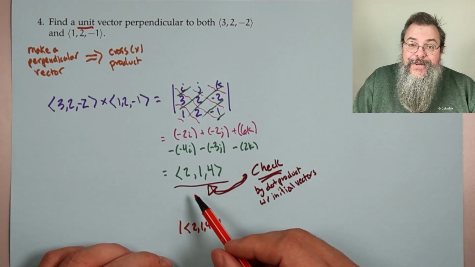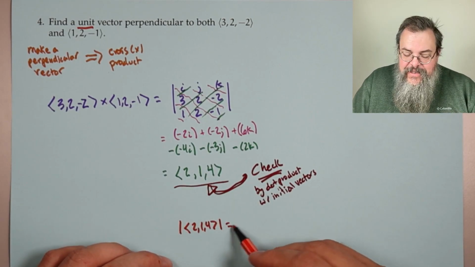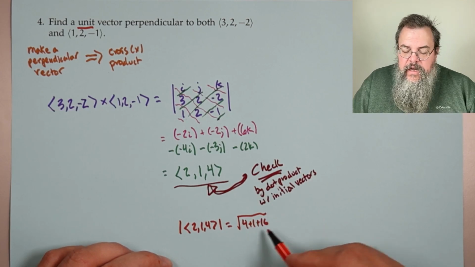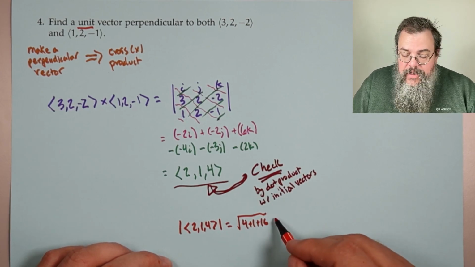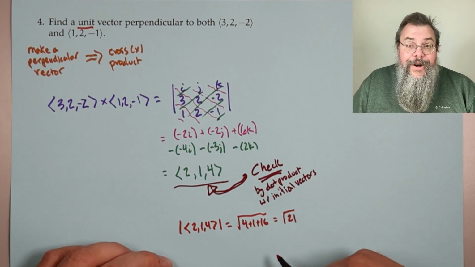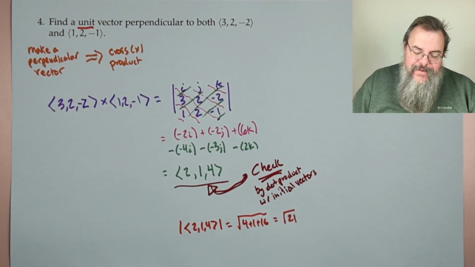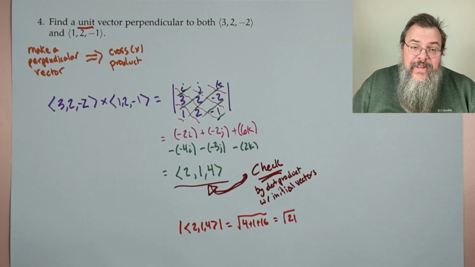Well, it's got to be bigger than 1. Just the first entry is 2. So that's the square root of 4 plus 1 plus 16. And if you add those together, you get 21. So the square root of 21, also known as, that's right, the square root of 21. Yeah, it doesn't simplify. Not everything has to.